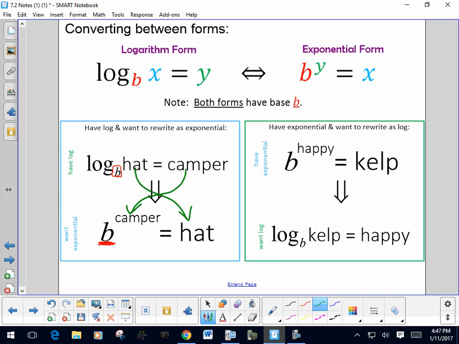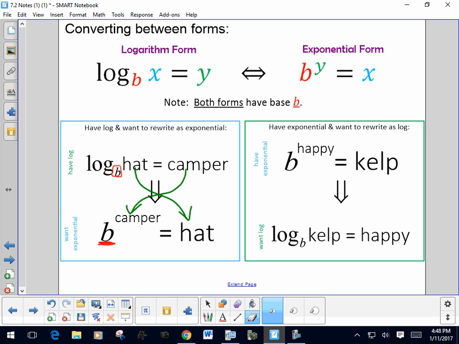So if we have log base b of hat equals camper, another way of writing that exact same equation is to say that b to the camper power equals hat. And maybe it's weird that I'm using words here, but the reason I'm using words is because sometimes these placeholders are little expressions or things, and it's handy to maybe think of it as not just one letter.